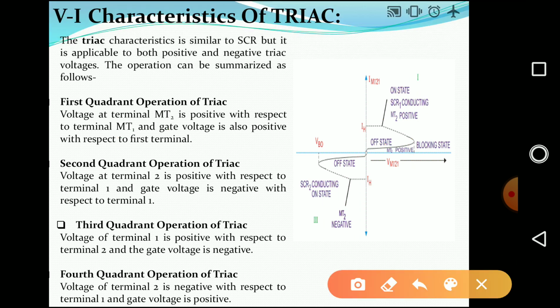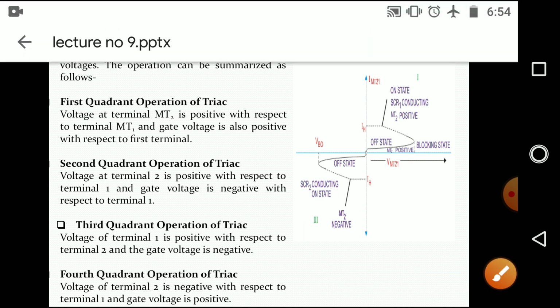Next, the second quadrant of operation of a triac is when terminal 2 is positive with respect to terminal 1 and the gate voltage is negative with respect to terminal 1. Normally the second quadrant and fourth quadrant operations are not considered for practical purposes. Only the first and third quadrant operating regions are considered for the triac here. So both characteristics are the same as an SCR, but available in the first as well as the third operating quadrants.